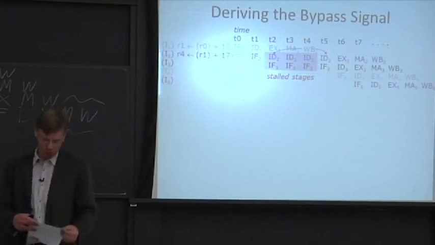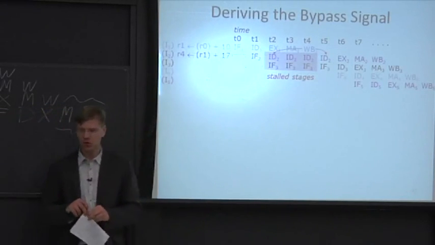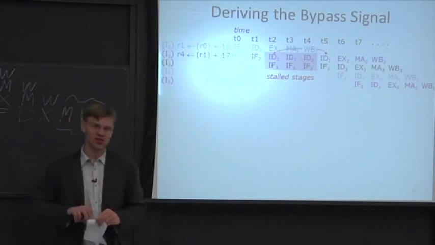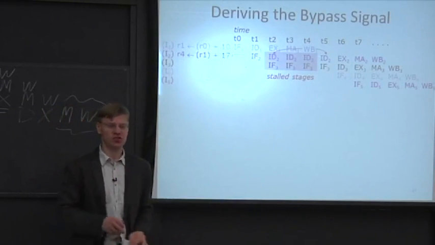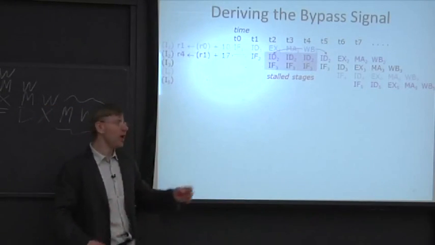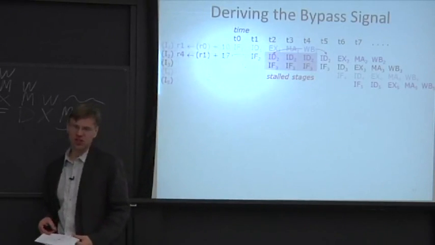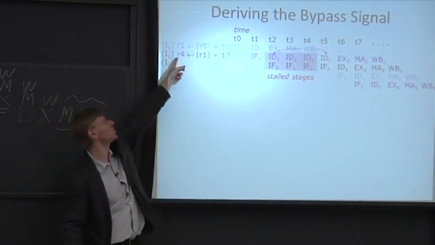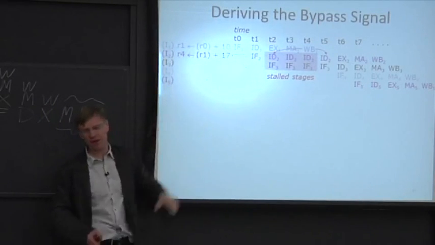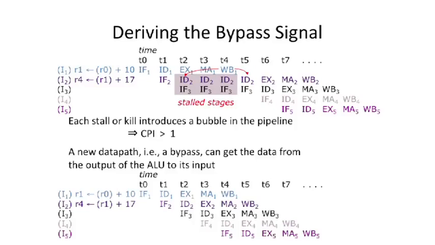OK, so now we get more details here. We start to look at how to derive the bypass signal. We're going to build this the same way we derive the stall signal, and we're going to take terms out of the stall calculation we had before. If you will recall, we have the pipeline diagram here with the stall signal. We have stalled stages, and we end up having to stall in this case where we have an ALU op followed by an ALU op that's dependent. Each stall or kill introduces a bubble into the pipeline, and this gives us a clocks per instruction over 1.